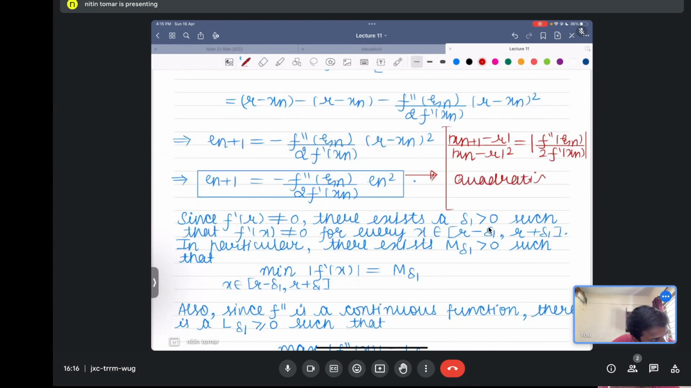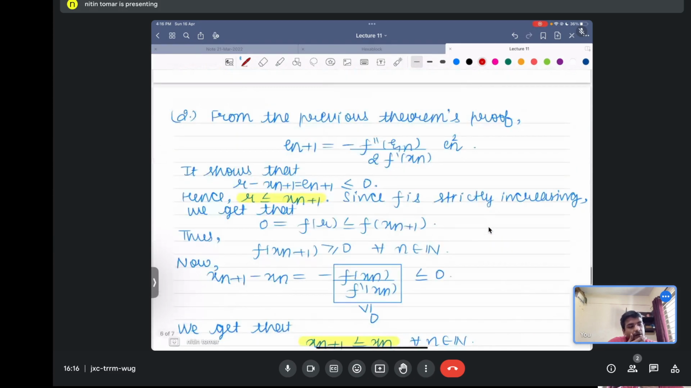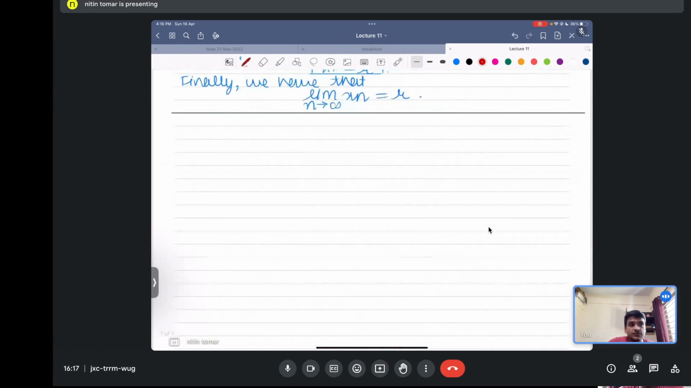Okay, quadratic convergence. So the Newton-Raphson method works better than the secant method because it has quadratic convergence, whereas the secant method has convergence of order 1 plus root 5 by 2, which is the golden ratio. So we put one example forward to see that.